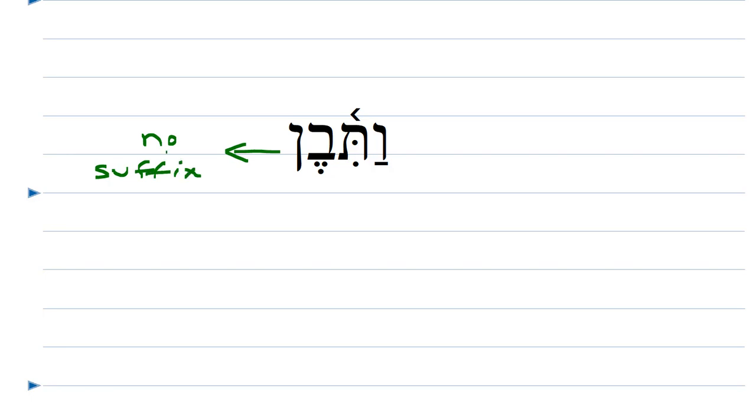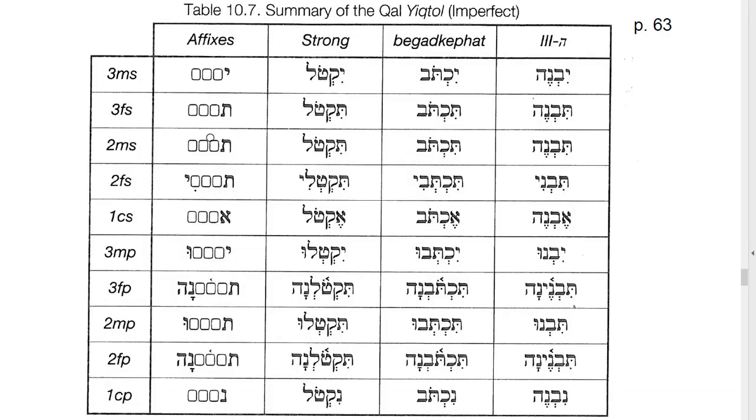So if I go to my chart on page 63, I can look at these forms that have a tau at the beginning and no suffix. Well, I've got the third feminine singular and the second masculine singular. So before I even look at anything fancy like the Yiqtols, I already have a pretty good sense that I'm looking at a third feminine singular or a second masculine singular simply because there's no suffix and I've got a tau as my prefix.